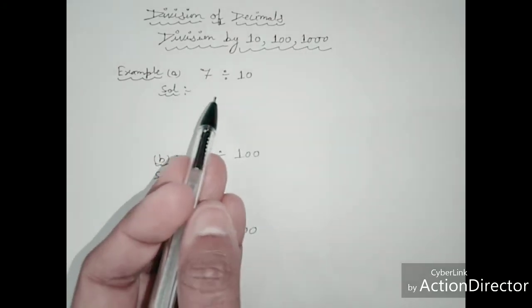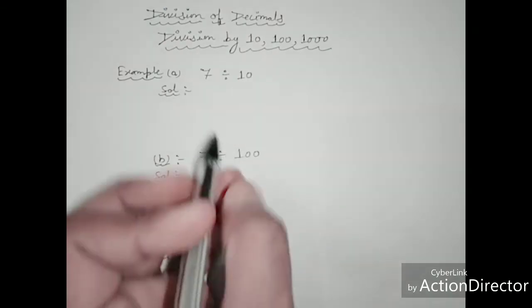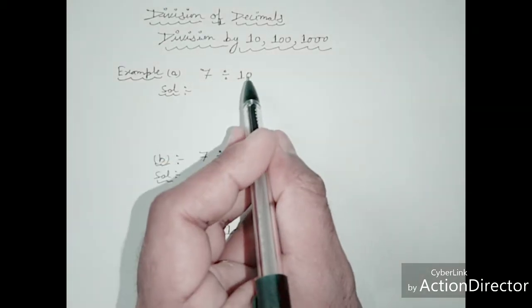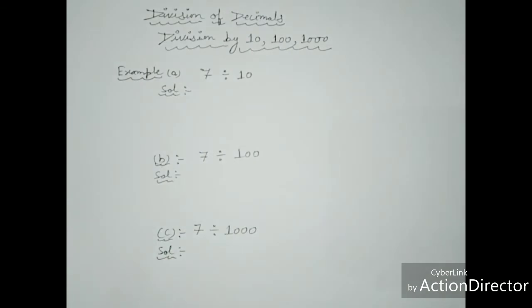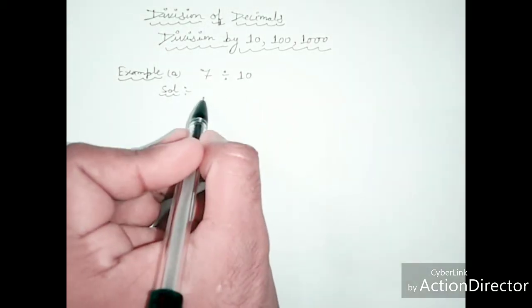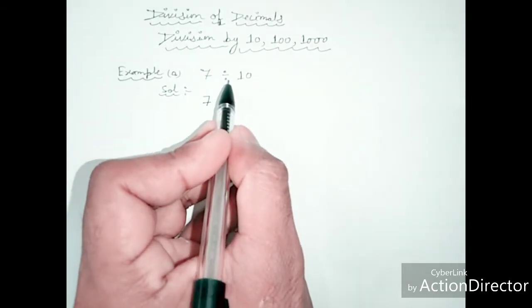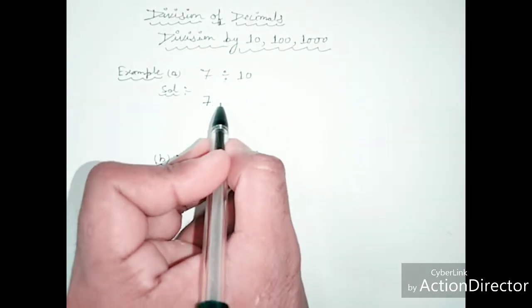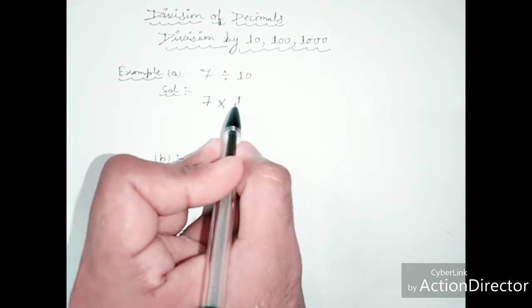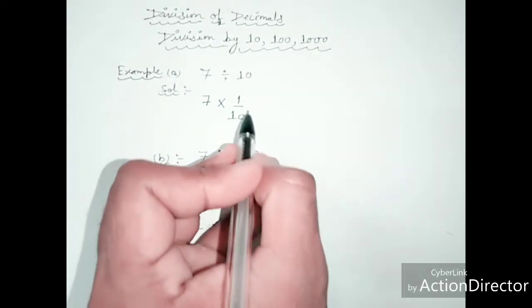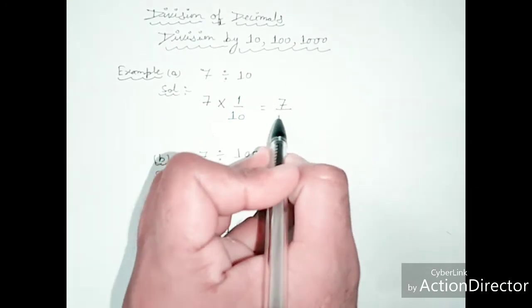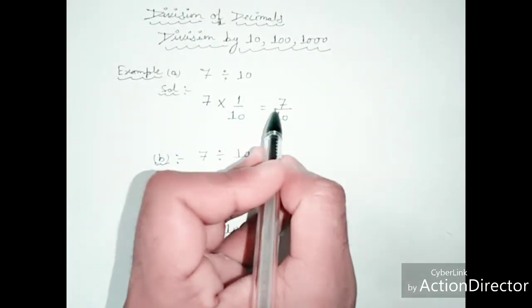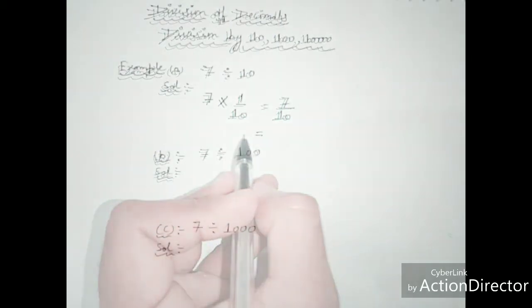Example A: 7 divided by 10. If we divide this 7, first we take the reciprocal of this 10. If the number has no denominator, then the number 1 is always the denominator there. So when we take the reciprocal of this number, the divide symbol changes into multiplication and we write 1 upon 10. We get here 7 upon 10. 7 1s are 7 and upon 10.